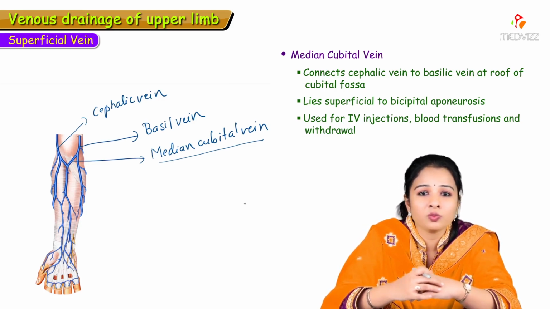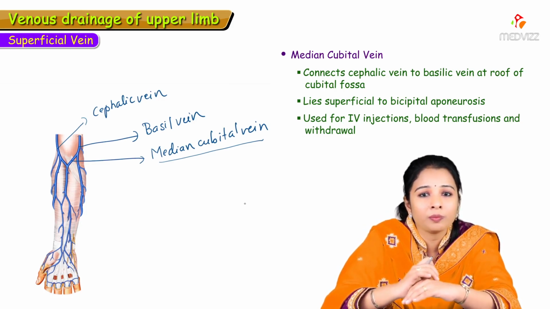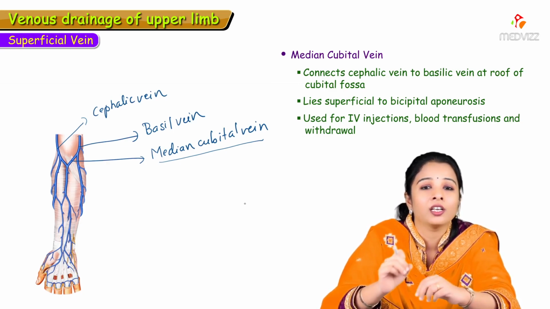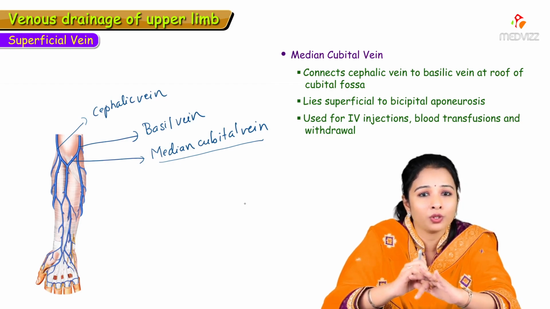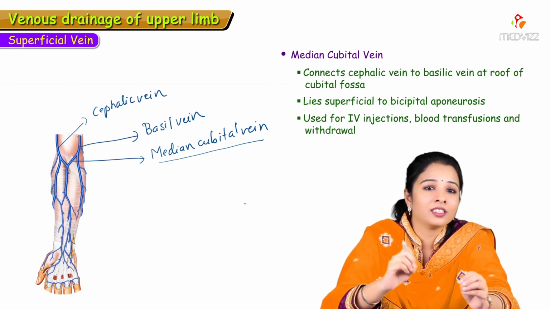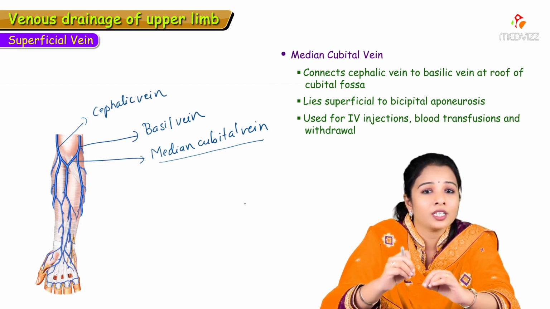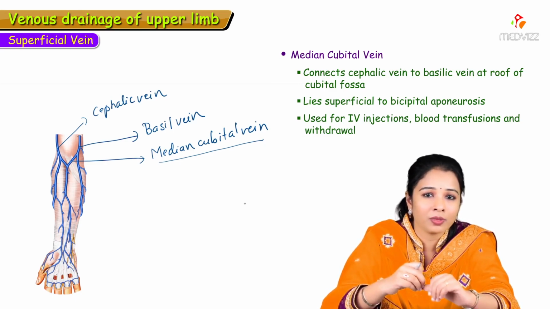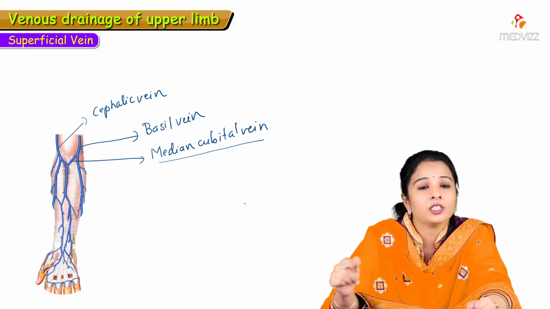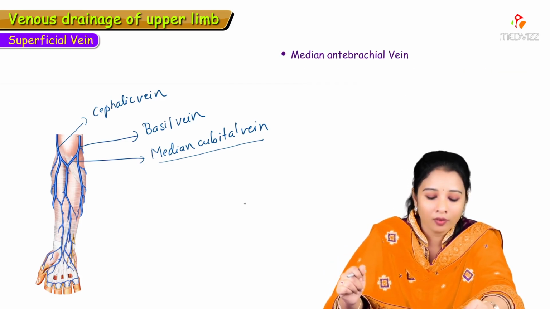Otherwise, other superficial veins in our body slip away when you try to inject the needle. Here they don't slip away because of this bicipital aponeurosis, and that is the reason it is the vein of choice for intravenous injections, blood transfusions, and venous blood withdrawal. Next, the median antebrachial vein.